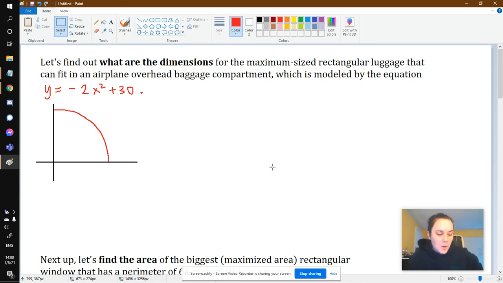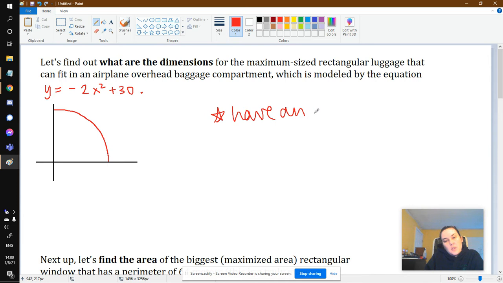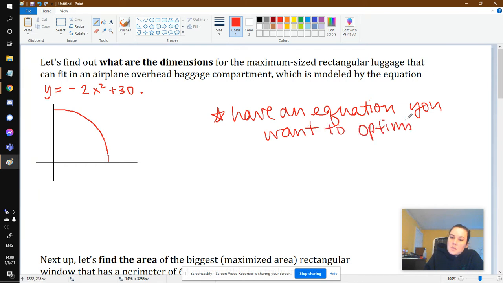Today we are talking about optimizing functions using calculus. And the process we found in class was to have an equation that you want to optimize, which just means finding the minimums and maximums.